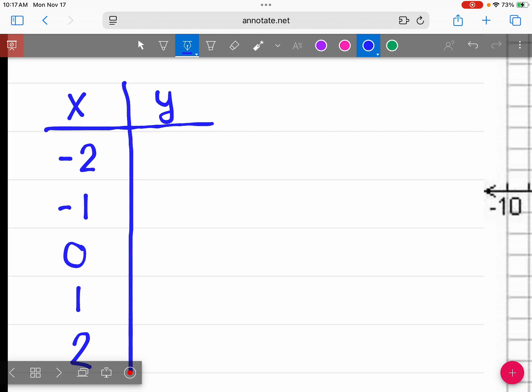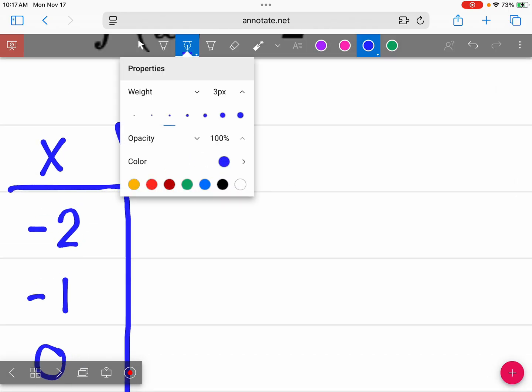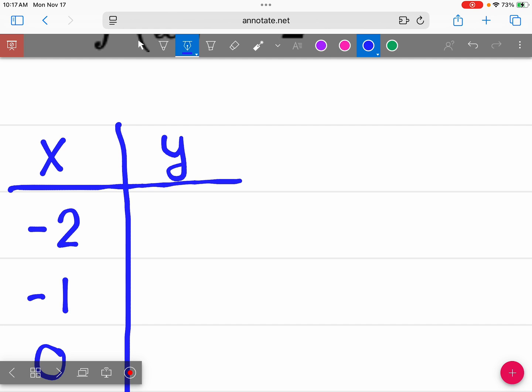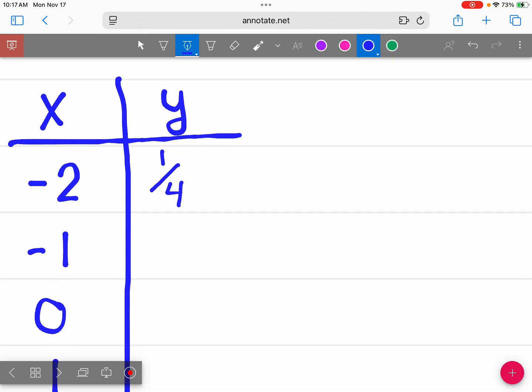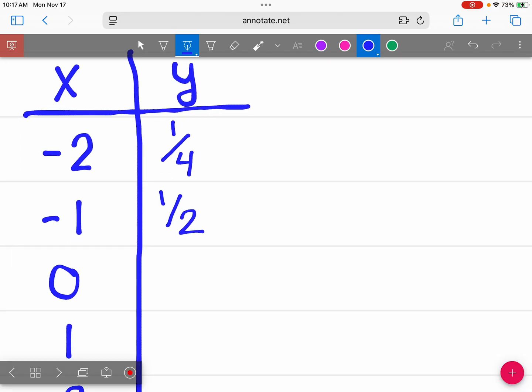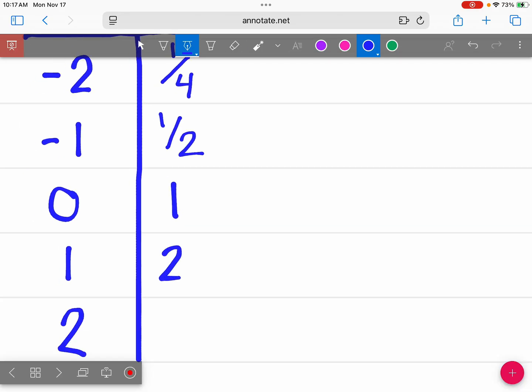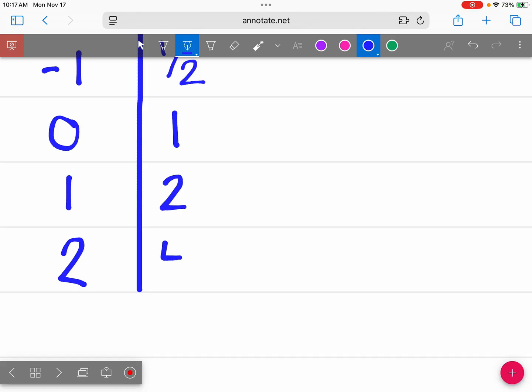We could substitute that in. 2 to the power of -2. Well, 2 to the power of -2 is 1 over 2 squared, or 1/4. 2 to the power of -1, that's 1 over 2 to the first, or 1 over 2. 2 to the 0 is 1. 2 to the first is 2. And 2 squared is 4.